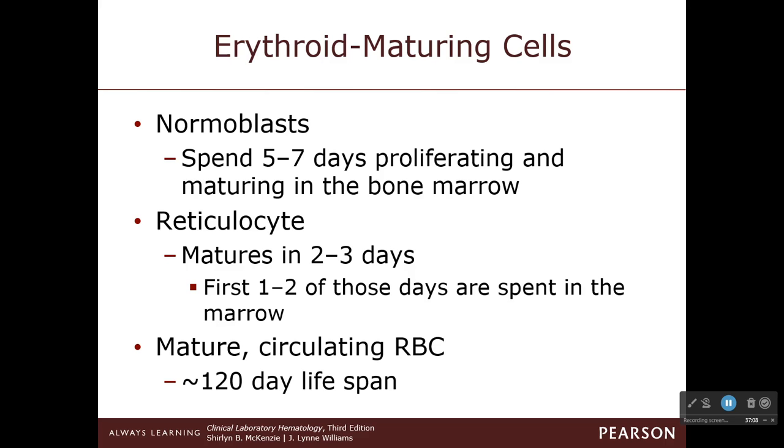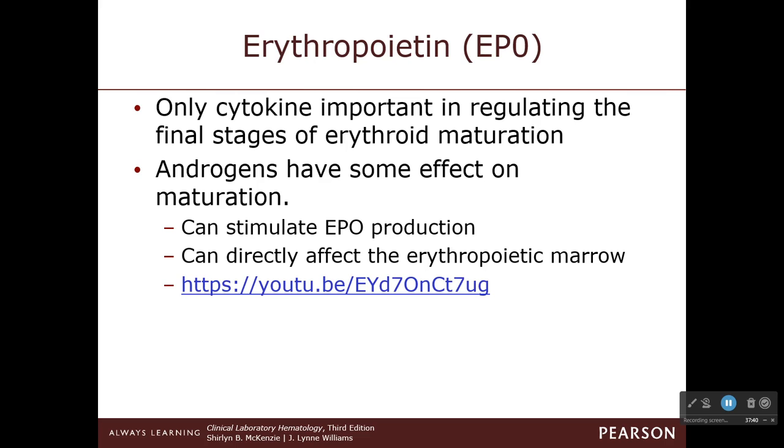Reticulocytes. Once they reach the reticulocyte stage, so we're talking about the nucleated cells, they mature at about 2 or 3 days in the bone marrow. The first 1 or 2 of these days are spent in the marrow, and then they get kicked out into the peripheral blood. They mature. Then, of course, mature circulating RBCs, we're looking at that 120 days like we talked about before. Questions about any of that, guys? Doing all right?